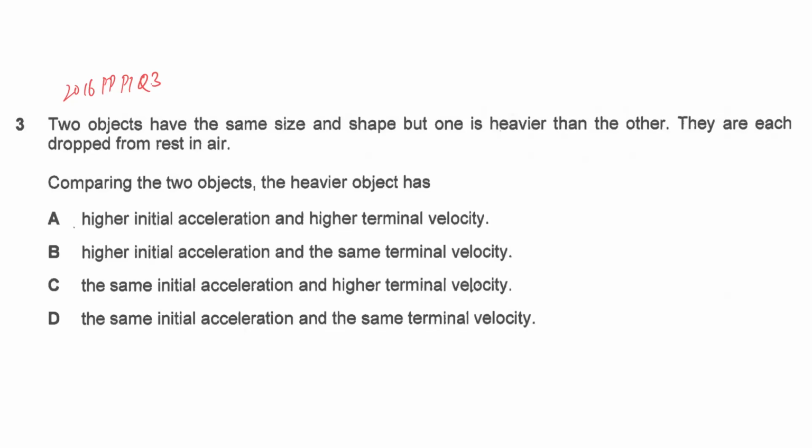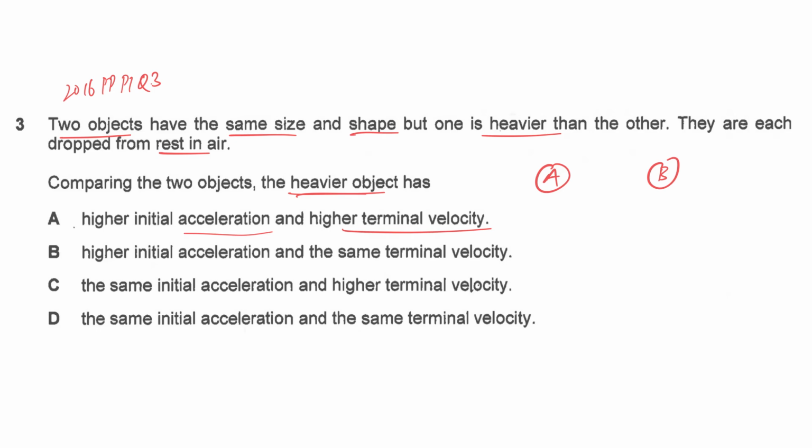In this question, you have two objects that have the same size and shape, but one is heavier, and they are dropped from rest. So let's assume ball A and ball B are of the same size and shape and both are released from rest. Comparing them, you want to check, for the heavier object, in terms of terminal velocity and acceleration, which one is higher and which one is the same.